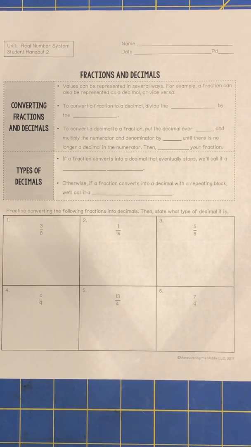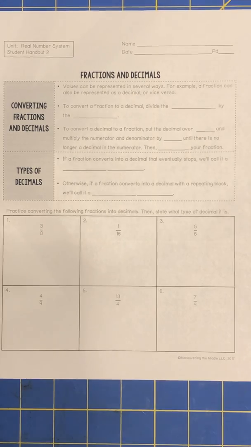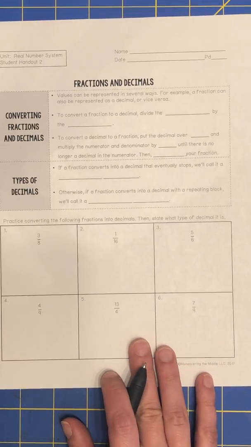Hi there, pre-algebra students. Today we're moving on into lesson 2 in our real number system study. Today our unit is going to talk about fractions and decimals. This is going to relate in algebra to finding out rational and irrational numbers. So in order to figure out those things later on, we have to be able to convert fractions into decimals and decimals into fractions. So this is the beginning of that lesson.